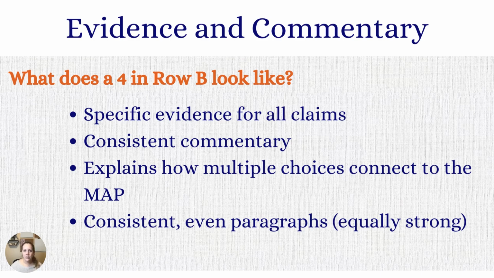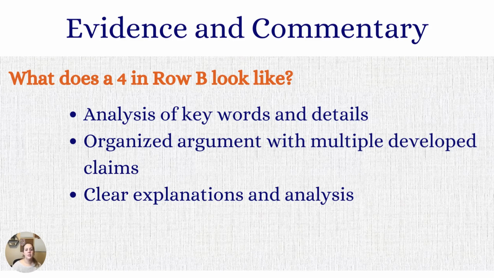An essay that scores a 4 has keen insight into the text. And then the last bullet point here is something I already mentioned, but we want to see consistent, even paragraphs. Now, as with an essay that scores a 3 in row B, for a 4 in row B, we're still looking for analysis of keywords and details. We also see an organized argument with multiple developed claims.